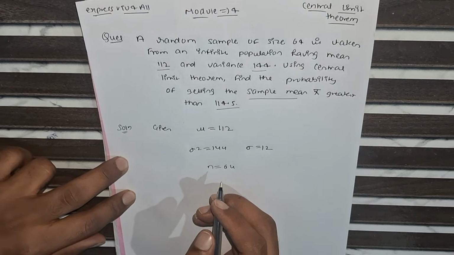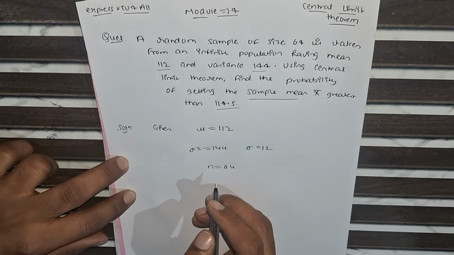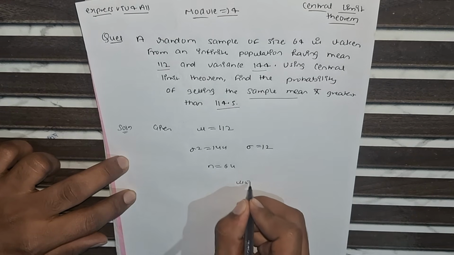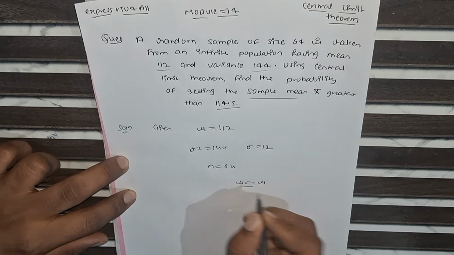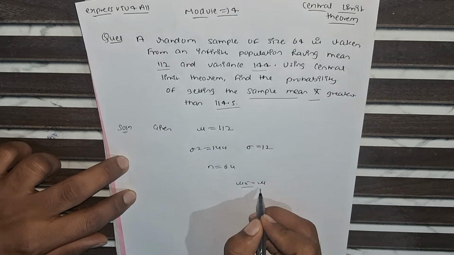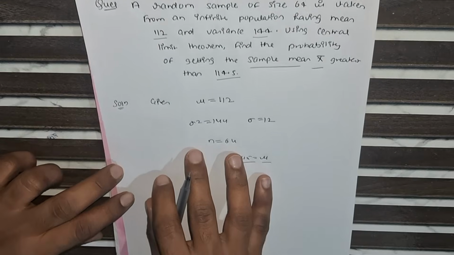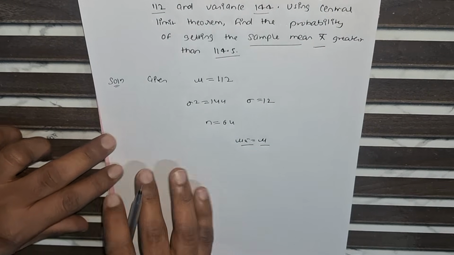So now by the central limit theorem, the sampling distribution of x bar is approximately normal with mean mu x bar, which is nothing but mu in terms of x bar. That's why we can conclude that mu of x bar is equal to mu. Now we are looking for standard error.